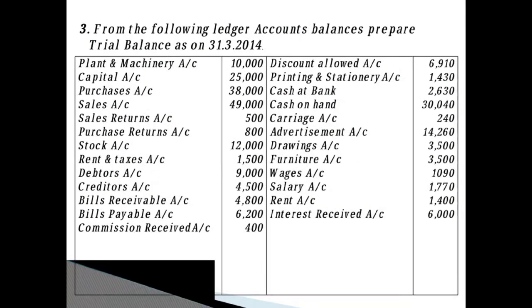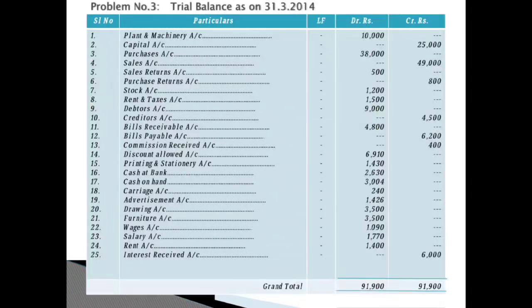The next you have purchases account, 38,000. Purchases, which balance it shows? 38,000 debit balance because it is an expense, right? So see third one, purchases account, debit column we have recorded rupees 38,000 because which shows debit balance for us.